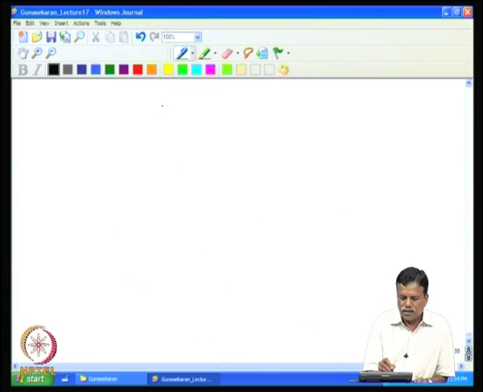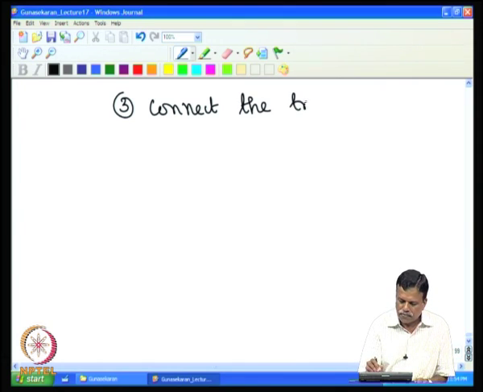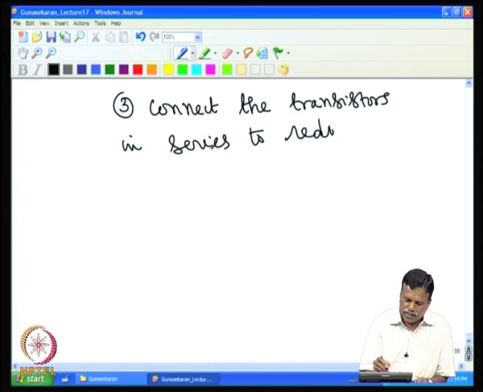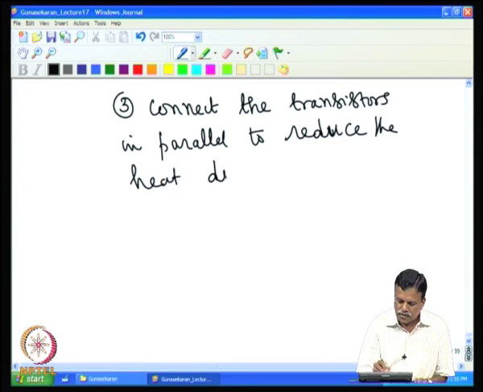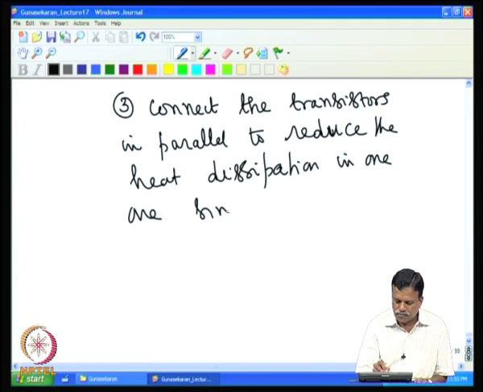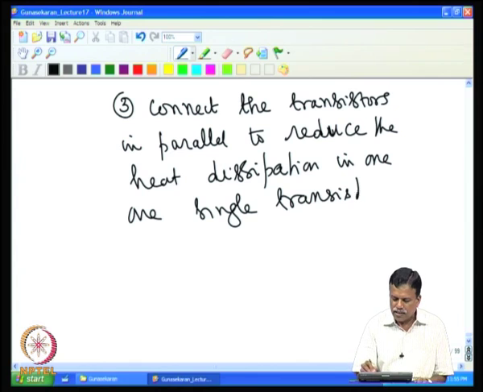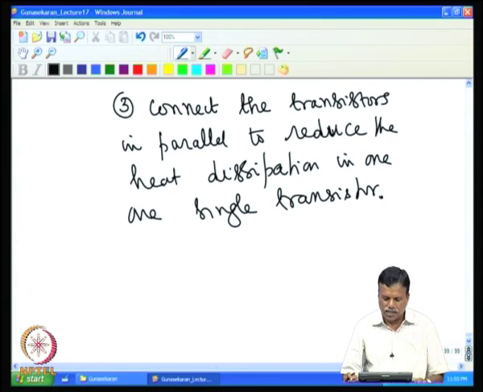Or we can also say, connect the transistors in parallel, sorry, to reduce the heat dissipation in one single transistor. This is essential to see that the junction is kept at low temperature. That is why we connect the transistors in parallel.